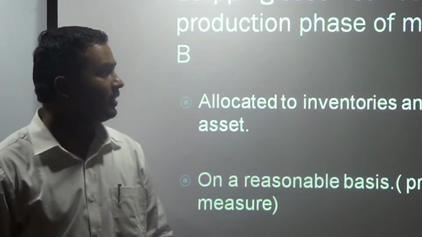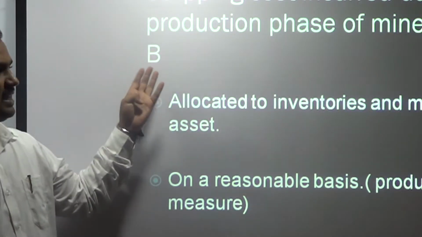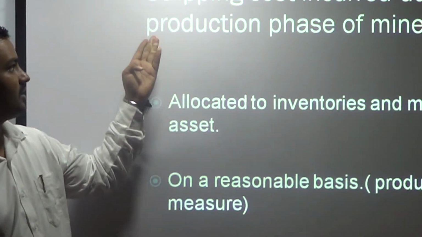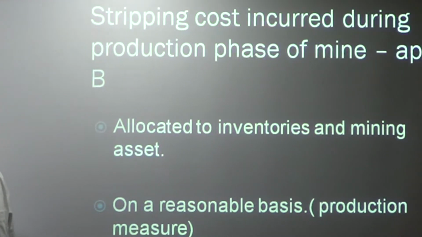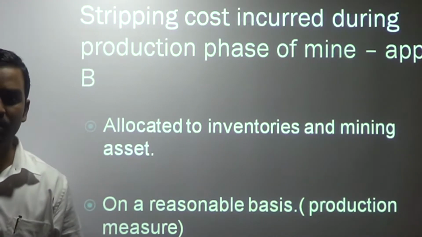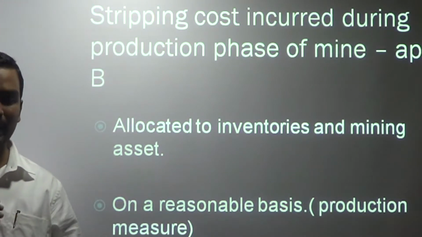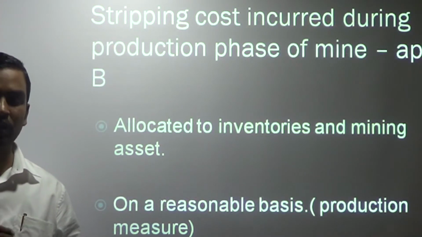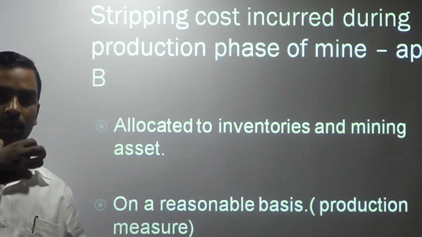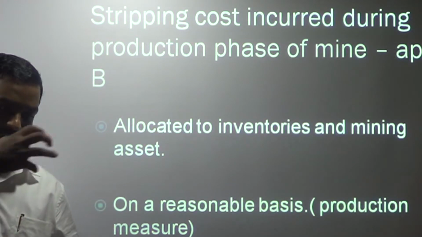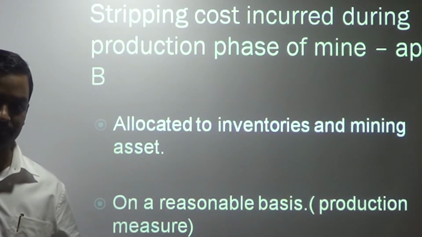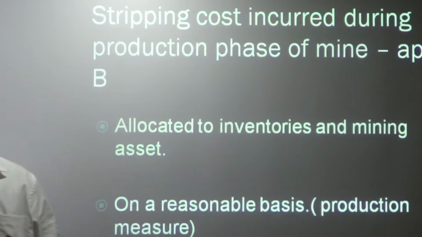Now we come to the next issue. This is Appendix B, which has been attached to Ind AS 16, stripping cost incurred in production phase of a mine. Now what is this stripping cost? See, a mining company which is involved in the business of mining coal, mining iron ore, that means they take out coal, iron ore from earth. What they do is they incur some stripping costs.